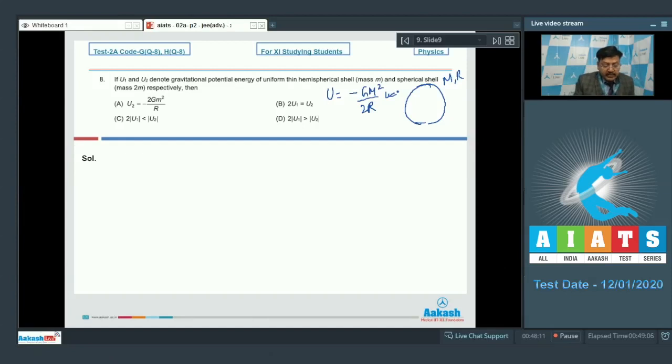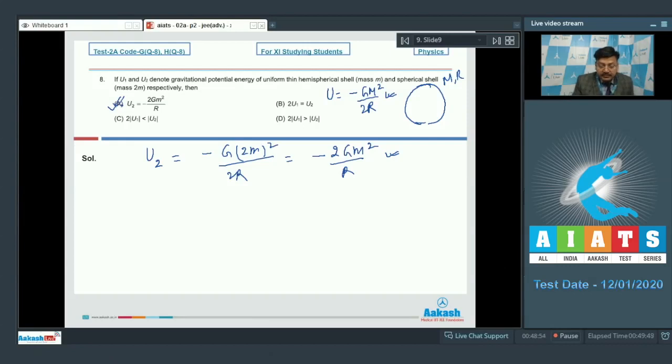Now if we look at the expression for U2, U2 is the self gravitational potential energy of a thin spherical shell of mass 2m and radius, let's say, r. In that case, the expression for U2 will be minus G (2m) square by 2r, or simply minus 2 G m square by r. So that means option A is clearly correct.